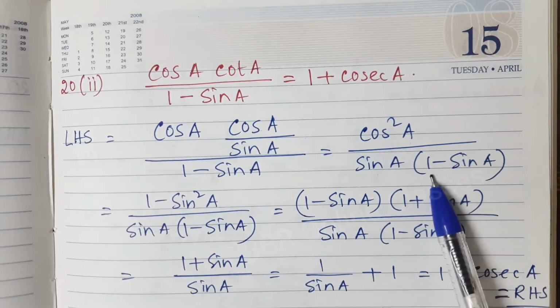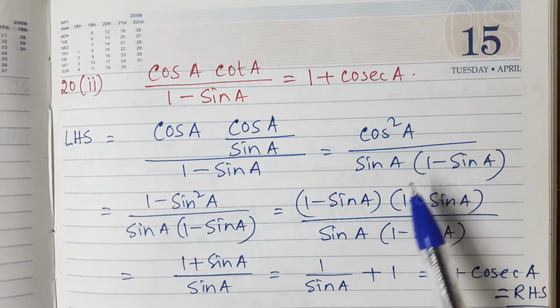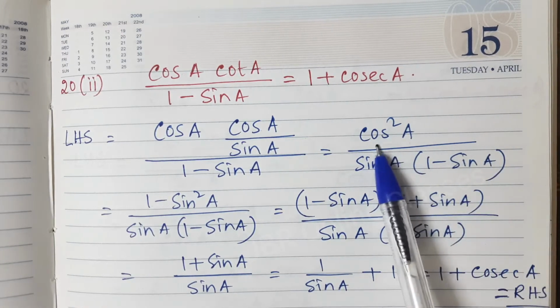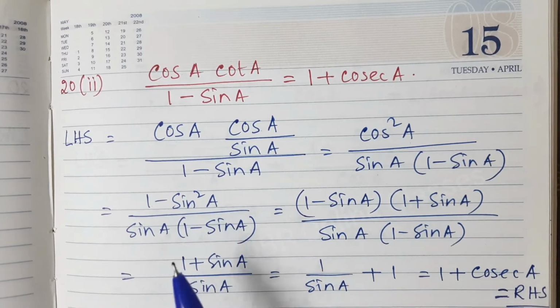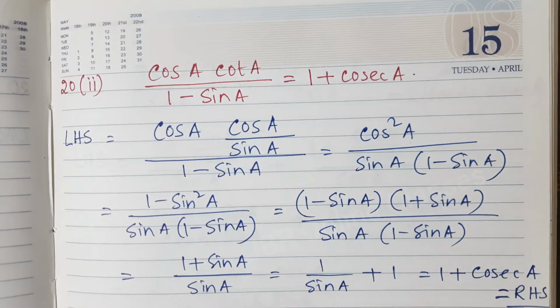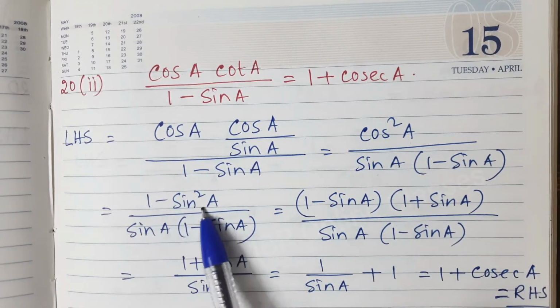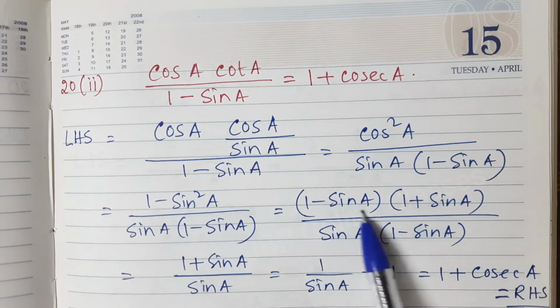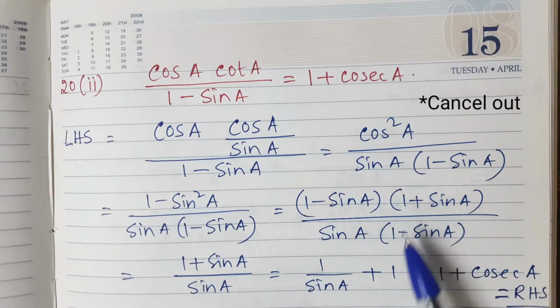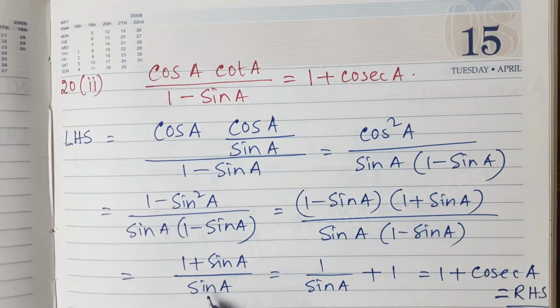So here you notice that there is a 1 minus sine A term. So to cancel it out, I am writing this cos square A as 1 minus sine square A, because we know the formula that sine square A plus cos square A equal to 1. So from that formula I can write this. Now this is A square minus B square. A is 1, B is sine A. So 1 minus sine A, 1 plus sine A. Now 1 minus sine A will go out. And we are having 1 plus sine A by sine A.